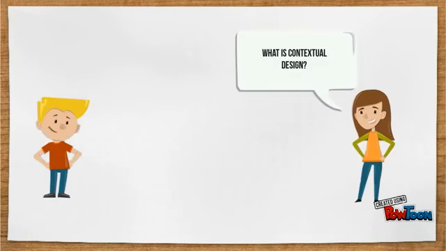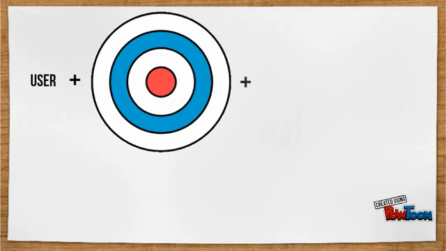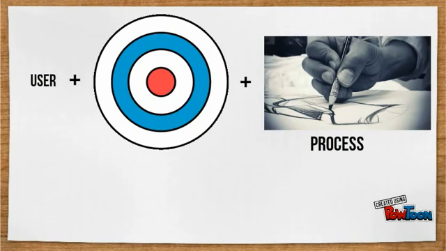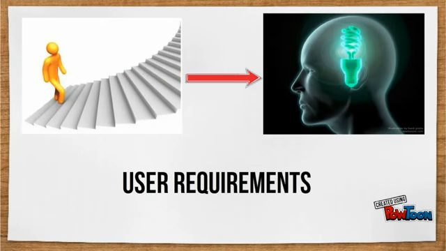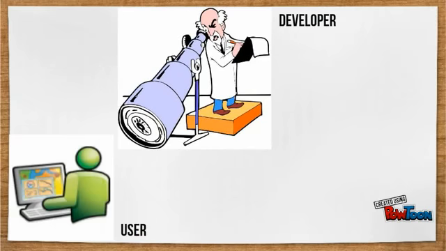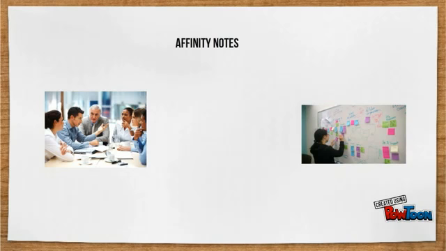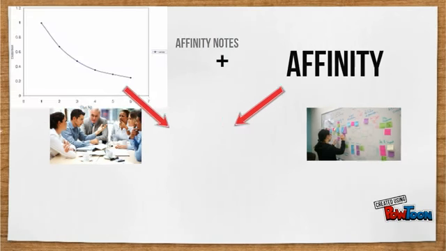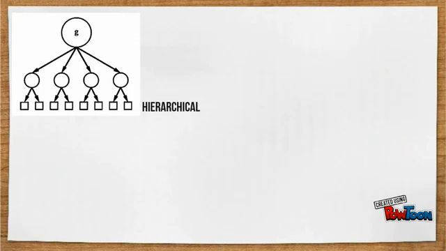What is contextual design? This is a user-centered design process. It involves several steps to gain an understanding of the user requirements for the system. This process requires the developer to observe the user, then label key points, called affinity nodes. From these nodes an affinity diagram is drawn, which is a hierarchical representation of the work processes.